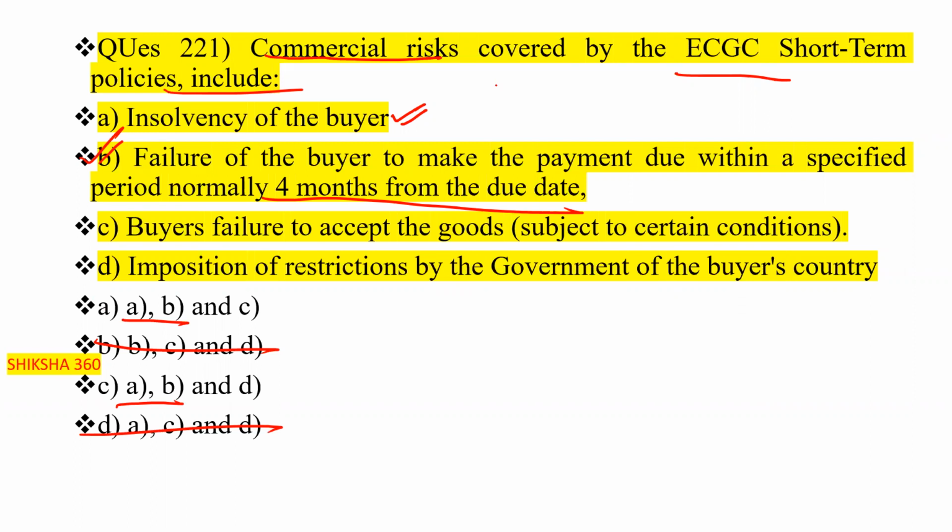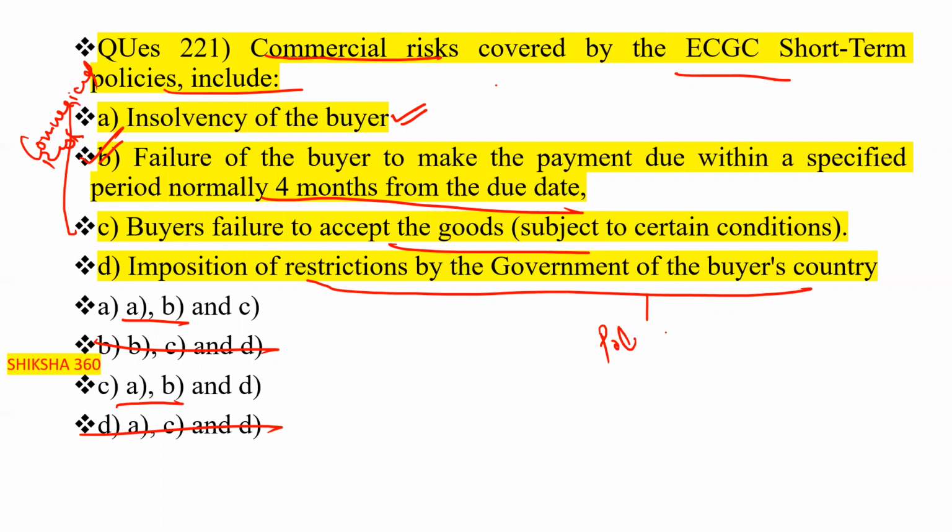Or buyer's failure to accept the goods, or, option D, imposition of restrictions by the government of the buyer's country. Options A, B and C, including buyer's failure to accept the goods, come under commercial risk. So the first 3 are commercial risks. And imposition of restrictions by the government of the buyer's country is the political risk. So option A is the correct answer, that is A, B and C.